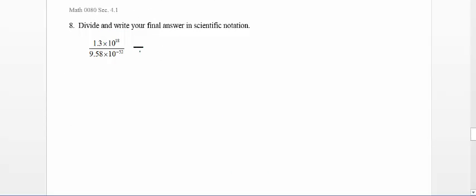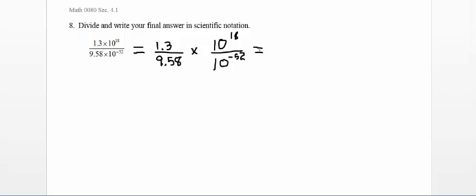Here I want to do a division. 1.3 will be divided by the 9.58. So I'm regrouping my factors. And now I do the division between the powers of 10. 10 to the 18th is divided by 10 to the negative 52.